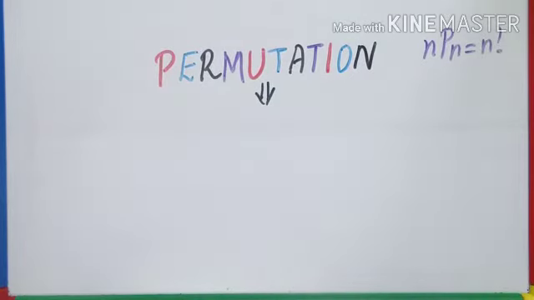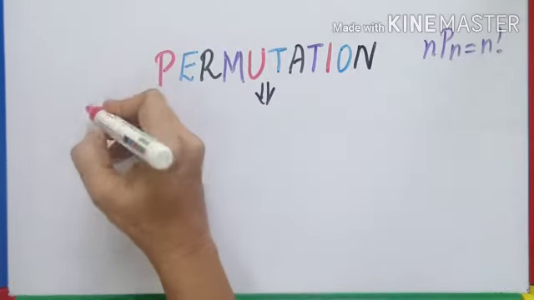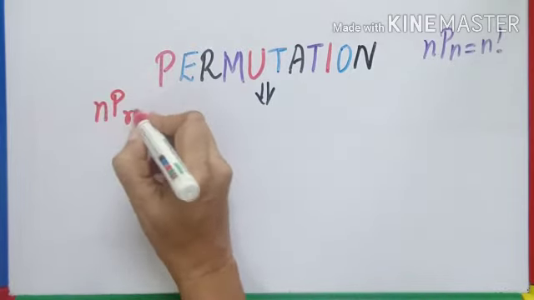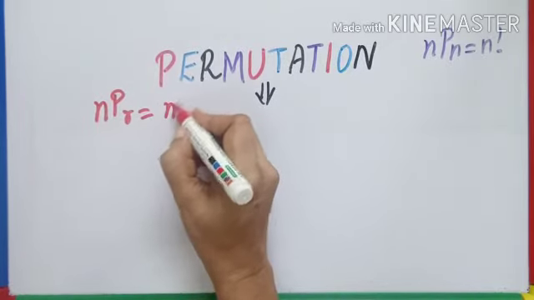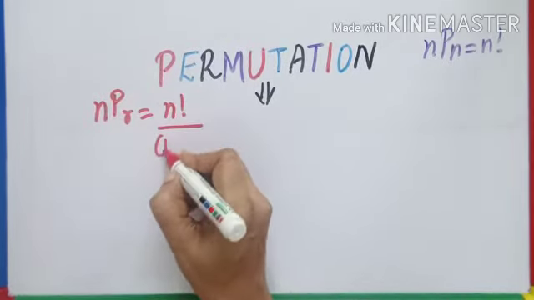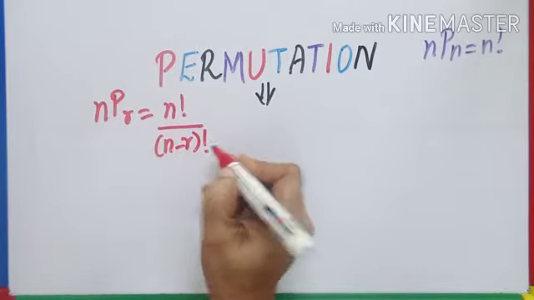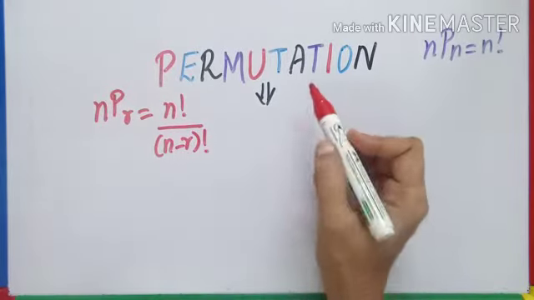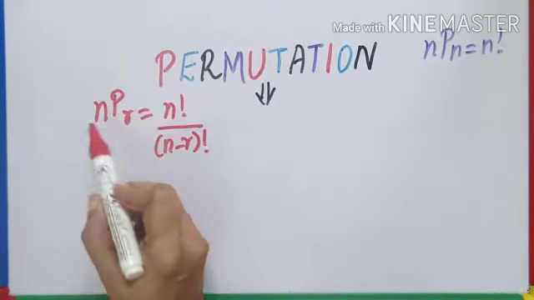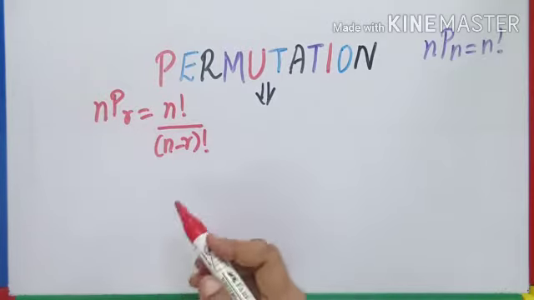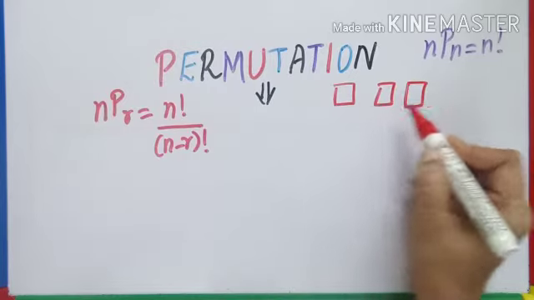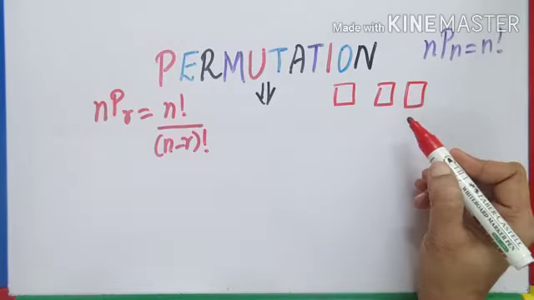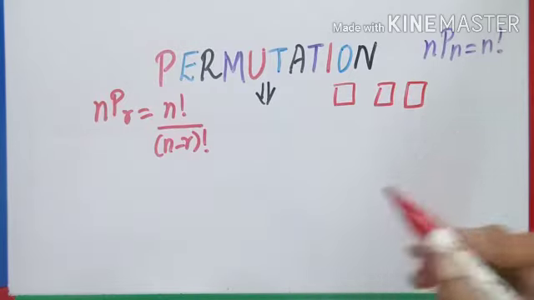What is the formula for NPR? N different things taken R at a time, we say n factorial by n minus R factorial. So permutation, the formula that I use is NPR. Earlier I said if there are 3 places, 3 children are going, how many ways? 3 into 2 into 1.